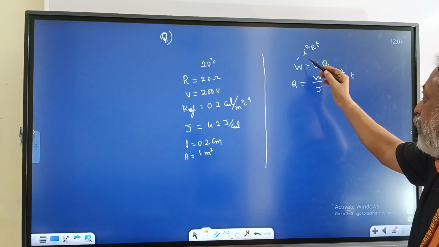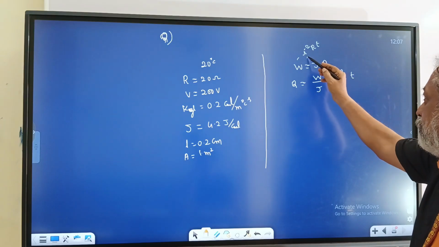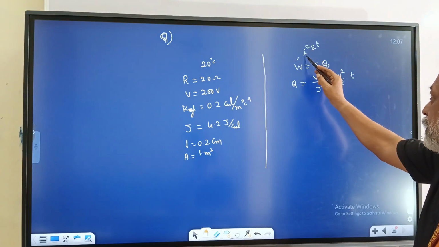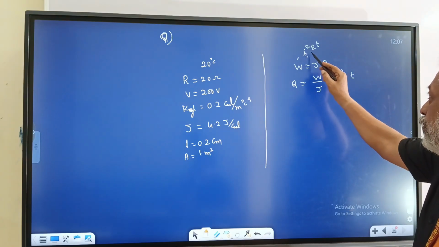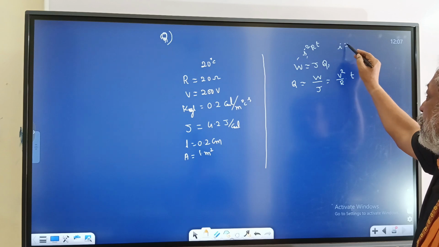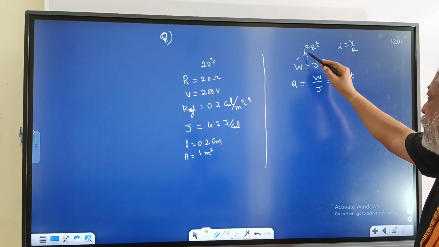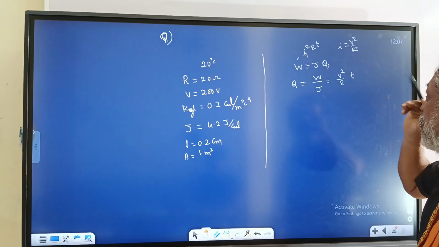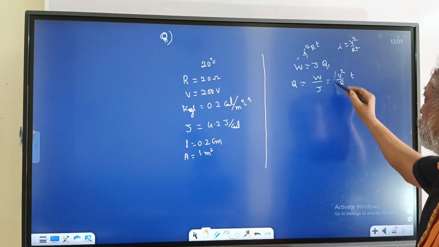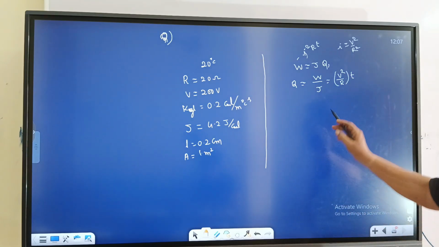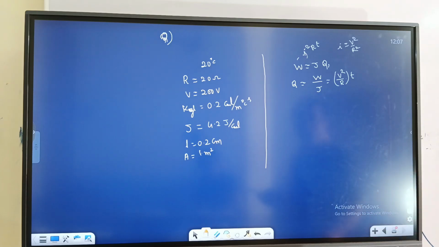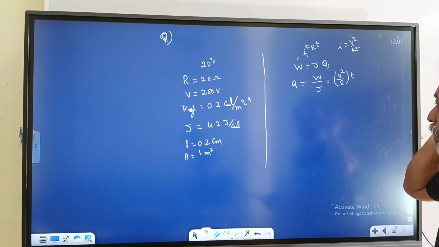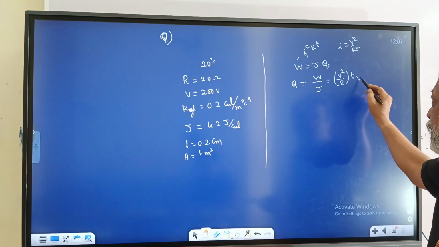But I know voltage and resistance. In place of this, I can write I is equal to V by R. Then I square is equal to what? V square by R square. One R will be cancelled. Now this is V square by R into T. Understanding? Then you can substitute that into 1 by J. I can put 1 by J.